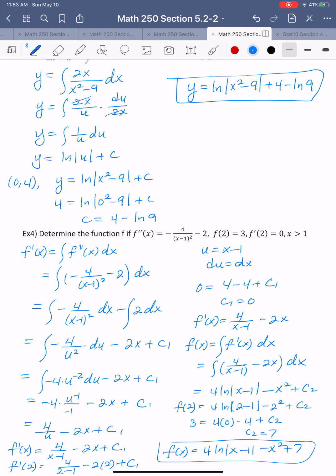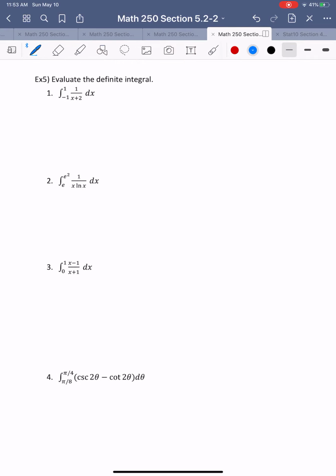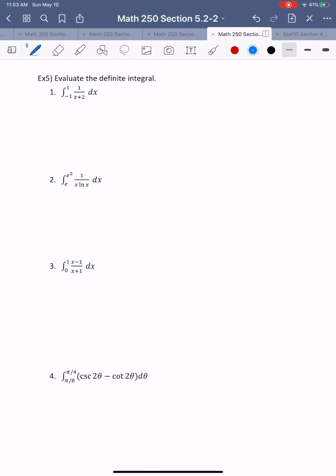All right, for the next page. Okay, so now we're going to do the definite integrals. For the first one, let's say this is ln of x plus 2 from -1 to 1. And plug it in, you get ln of 1 plus 2, subtract ln of -1 plus 2. And then you got ln 3 minus ln 1. It's ln 3 because ln 1 is 0.